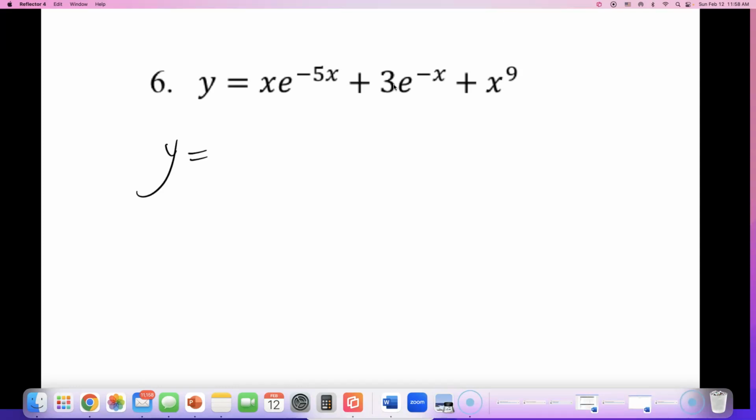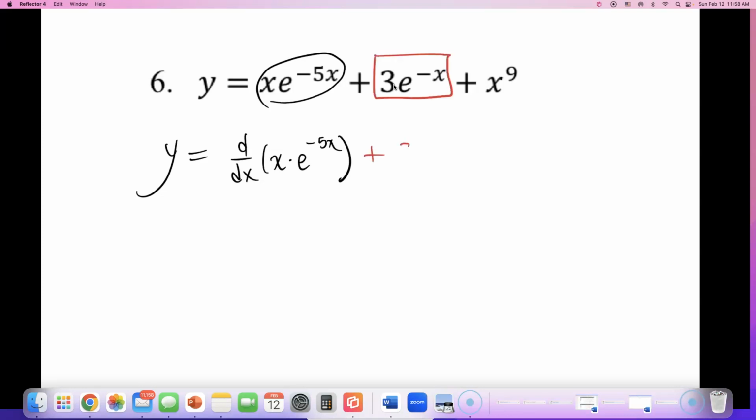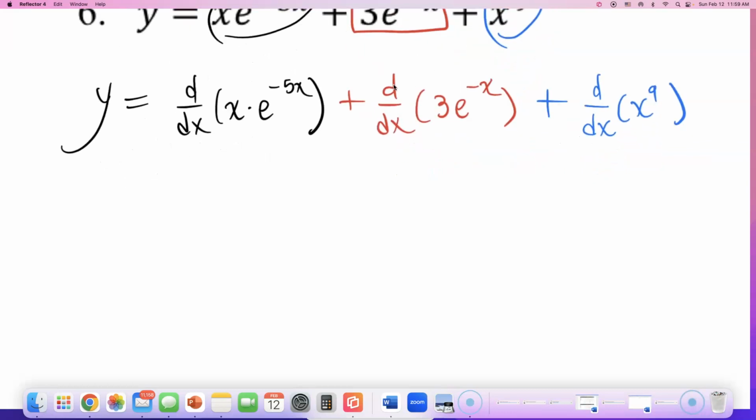I'll separate this out. Okay, I'm going to find the derivative of x times e to the negative 5x power. So this is me just writing out my plan. I'm going to add that to the derivative of 3 times e to the negative x power. And the last piece, I will add it to the derivative of x to the 9th. So we got black, red, and blue things to deal with. And look at the last one. That's the easiest, right? The derivative of x to the 9th power is simply 9x to the 8th power.